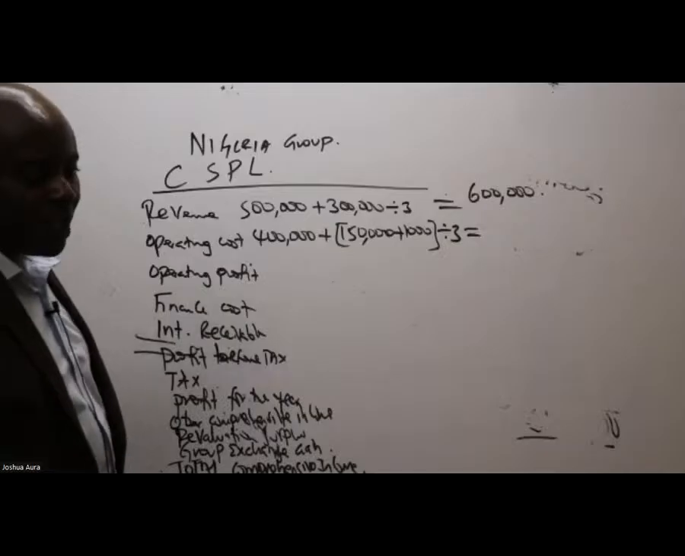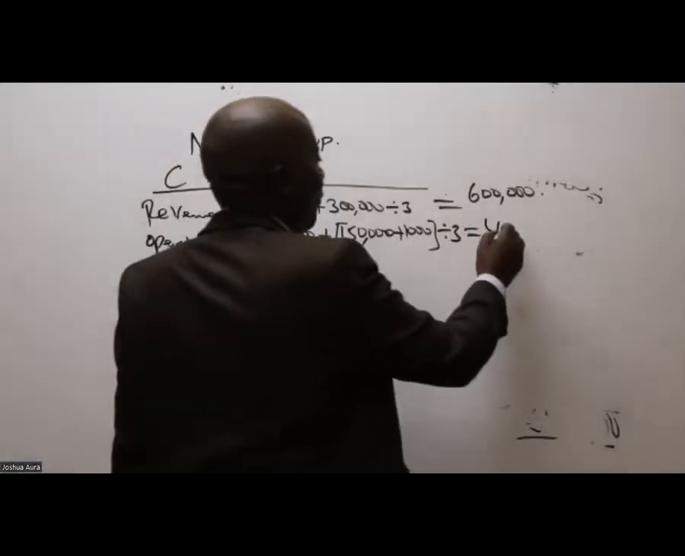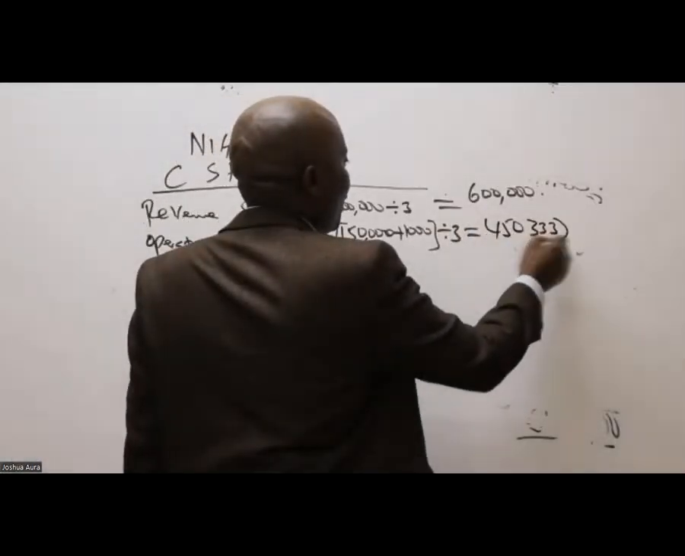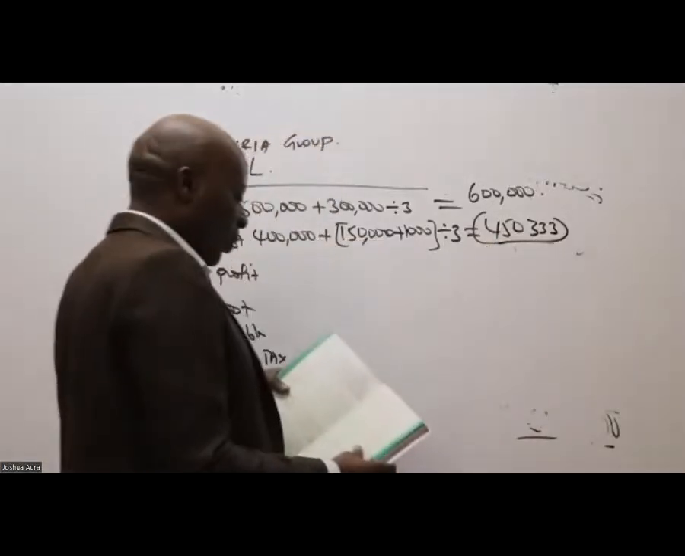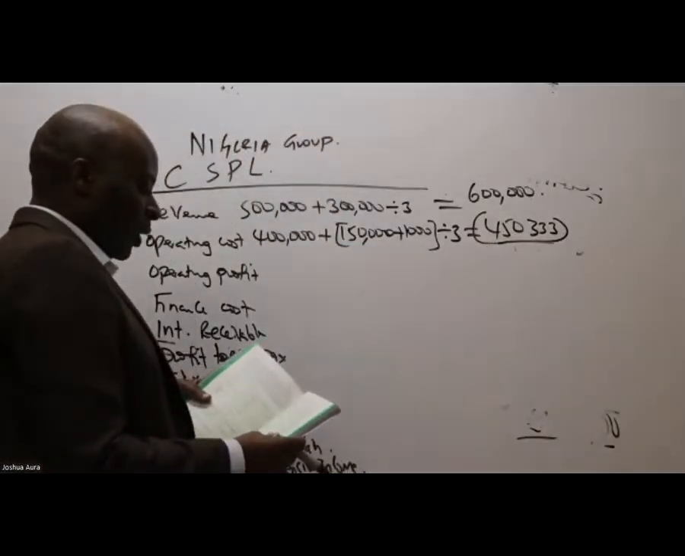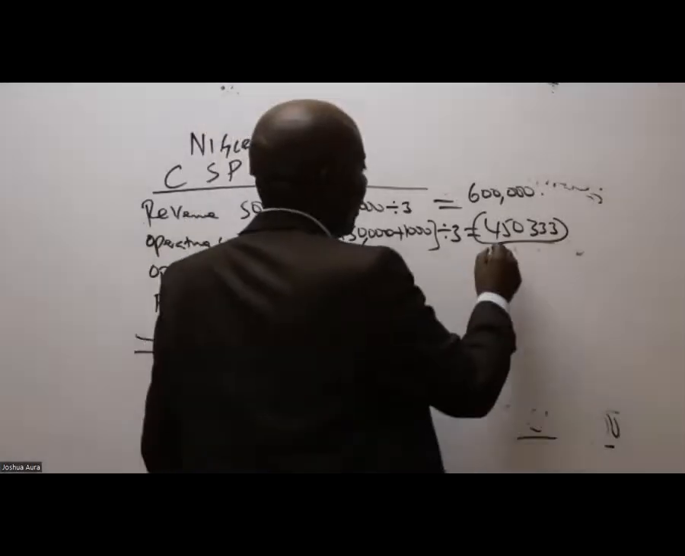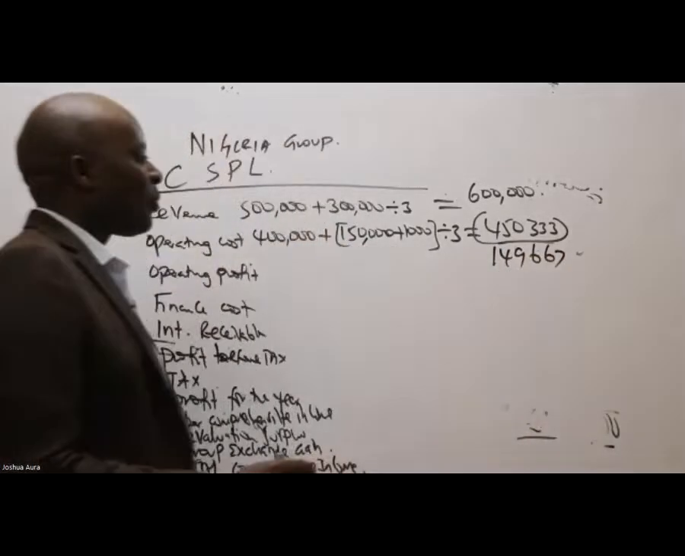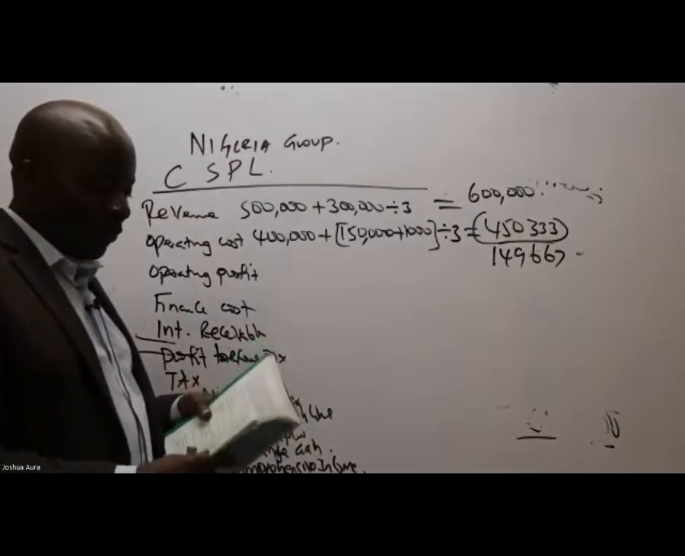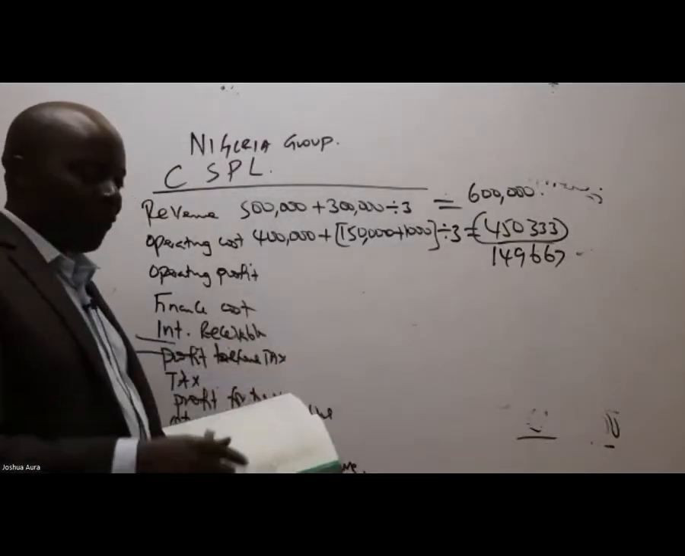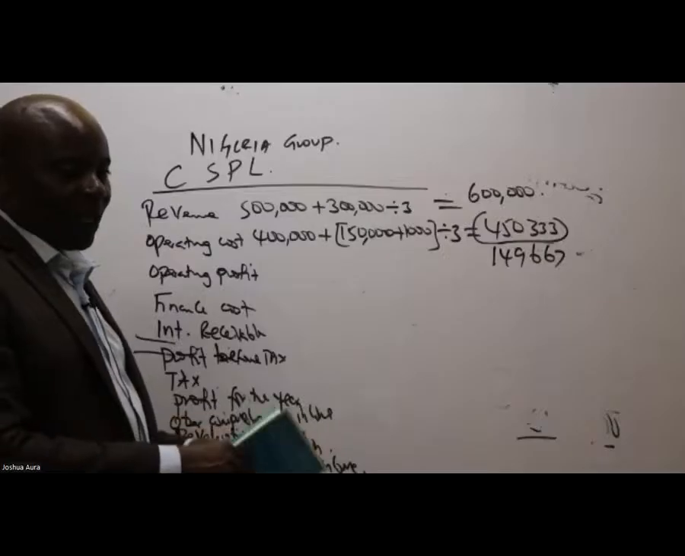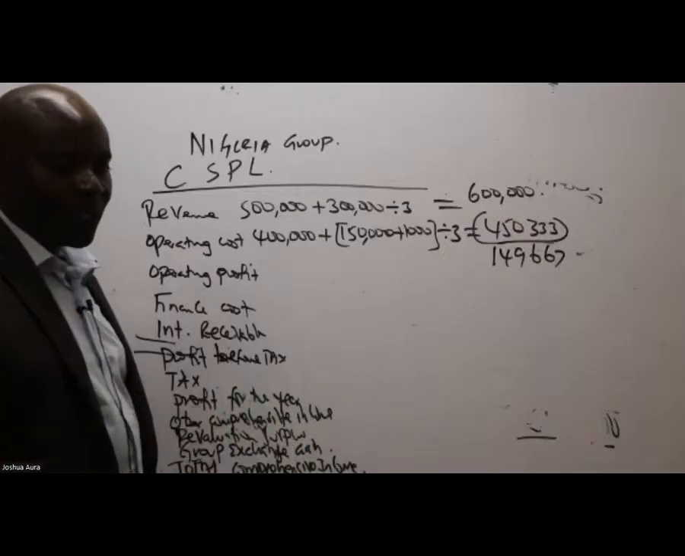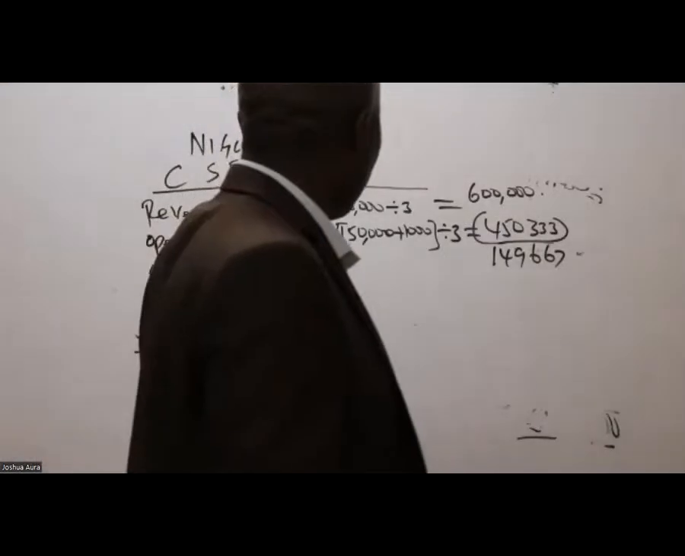You have 450,333. So we have here 450,3333. And if you subtract here, now we shall be able to get our operating profit of 149,667. Can you kindly confirm this operating profit? 149,667. Yes. So from there we go to the finance cost.